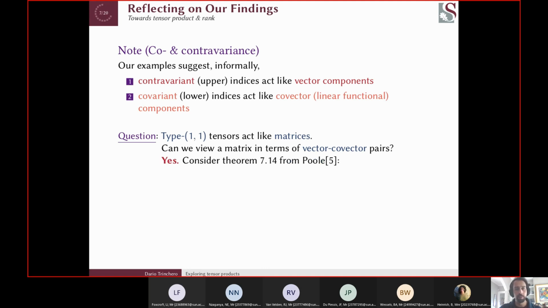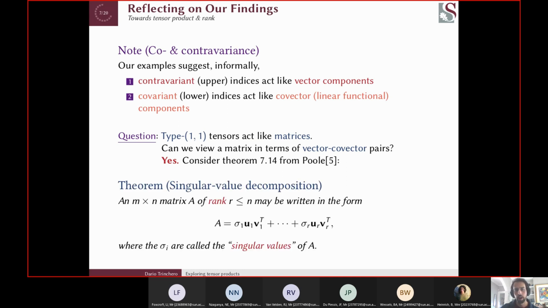This is what's called the singular value decomposition of the matrix, which is one of many matrix decompositions. It's theorem 7.14 in the standard linear algebra reference for undergrad, which is Poole. And it's this theorem over here, which is that an m by n matrix of rank R, where R is some number less than or equal to n, may be written in this form, where we have an expansion of these sigmas times a column vector times a row vector.